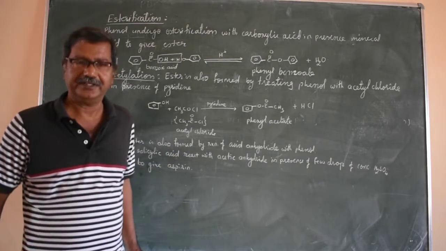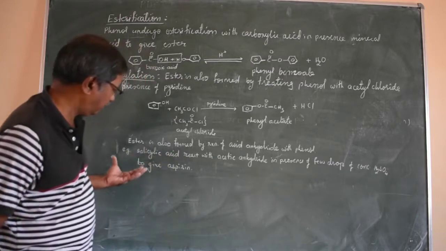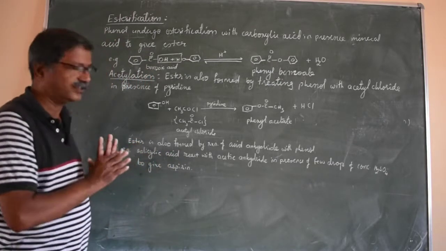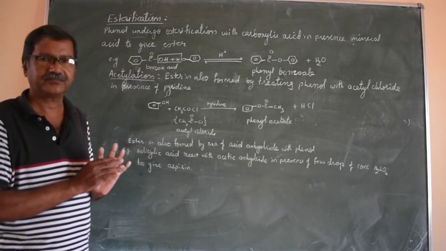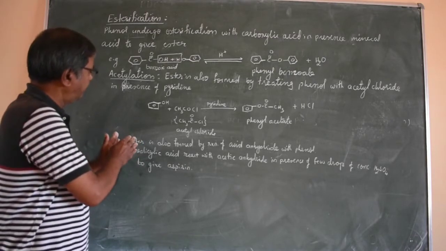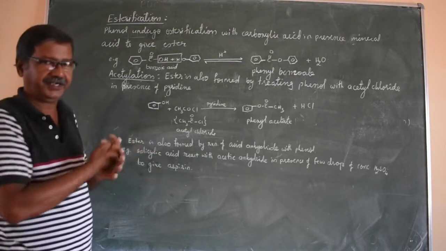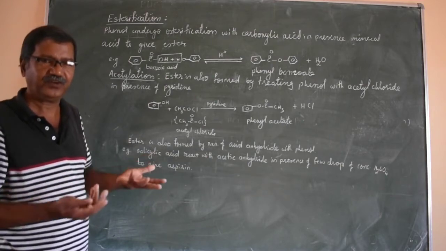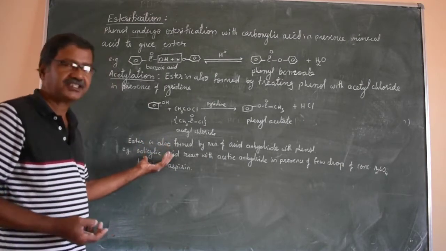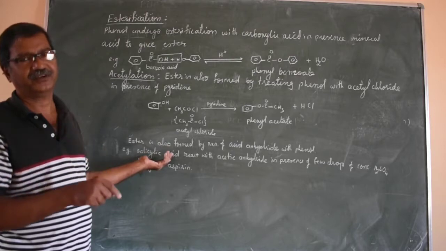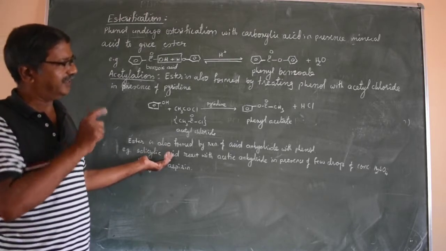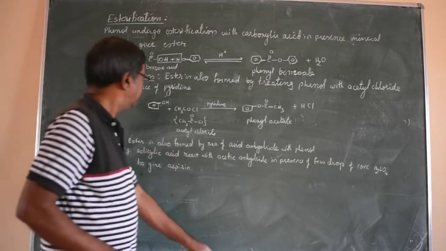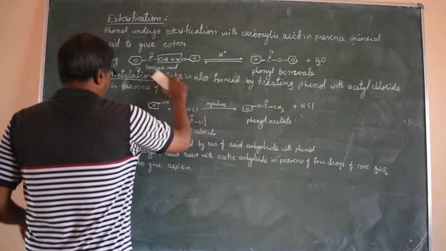Now the question arises: I have not mentioned phenol in this reaction. The statement is salicylic acid reacts with acetic anhydride. Where is phenol? Salicylic acid is nothing but a derivative of phenol. I will write that equation, it will be clear. So it's a derivative of phenol. I am writing here.